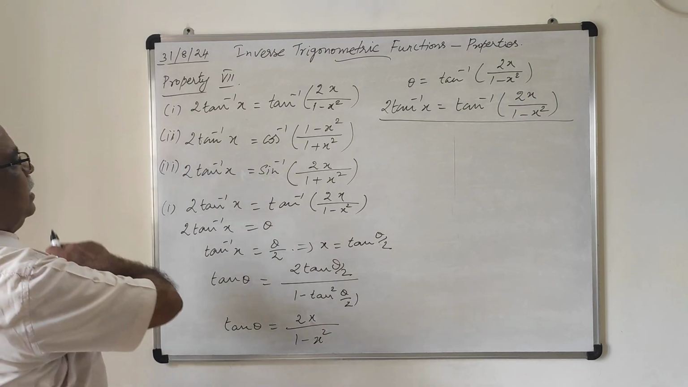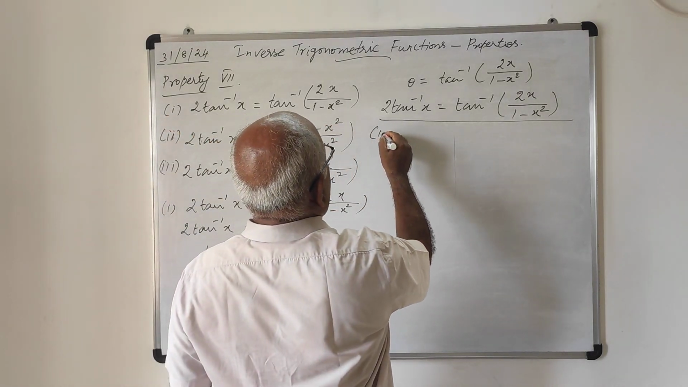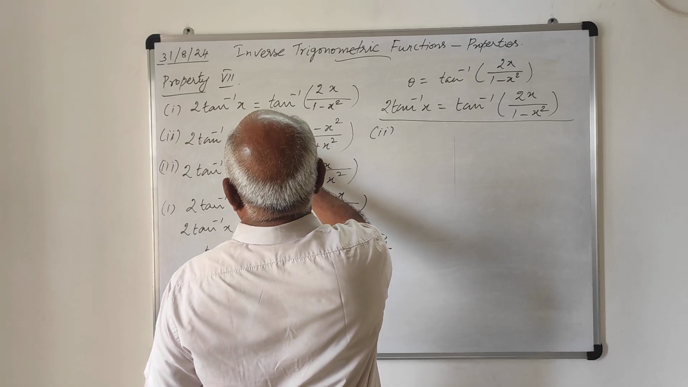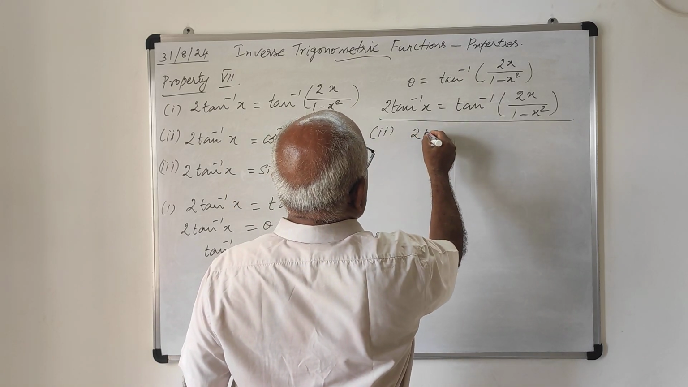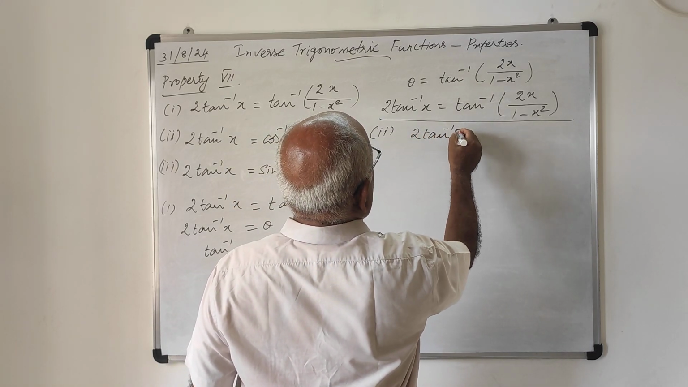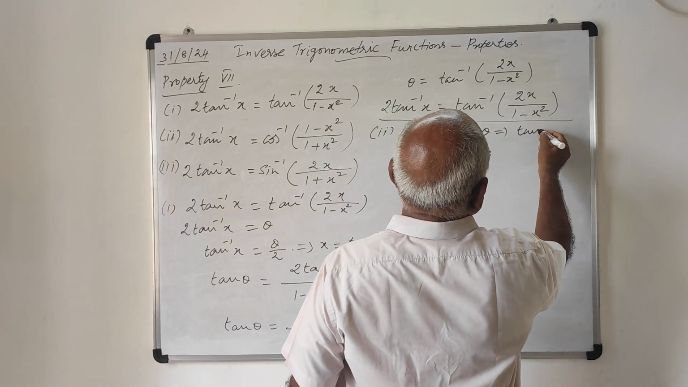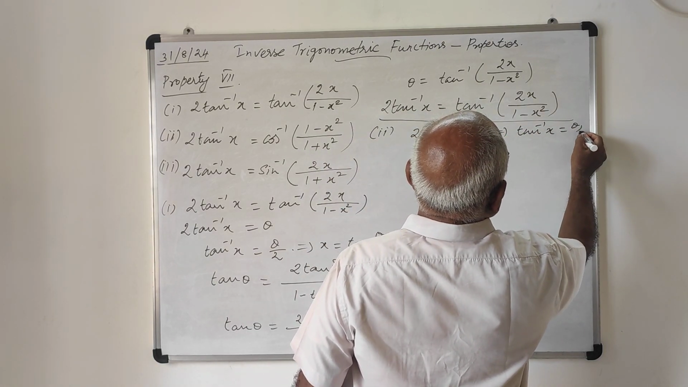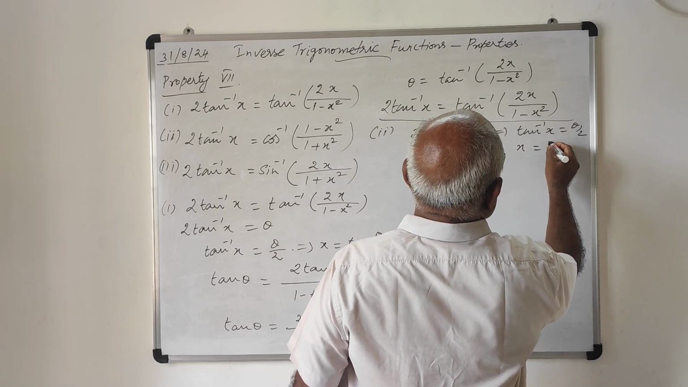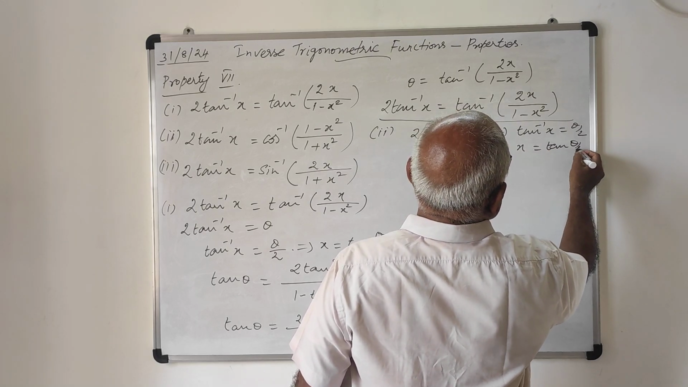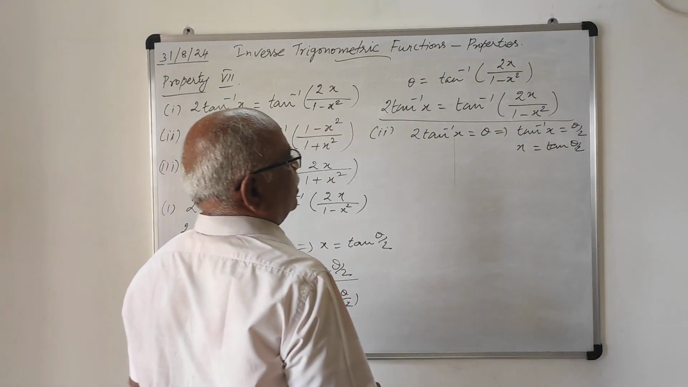Similarly, the second result also I can derive. To prove the second result, put 2 tan inverse of x equal to theta as usual, which implies tan inverse of x equal to theta by 2. From this you get x equal to tan theta by 2.